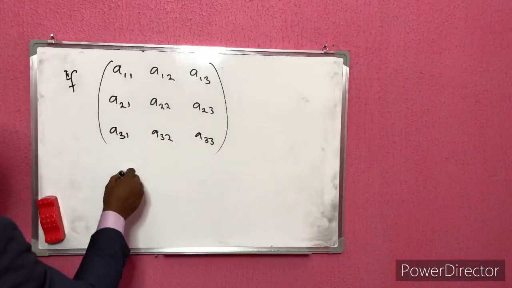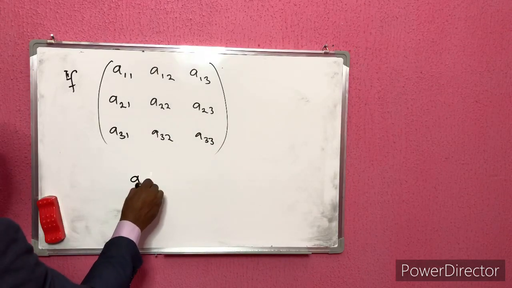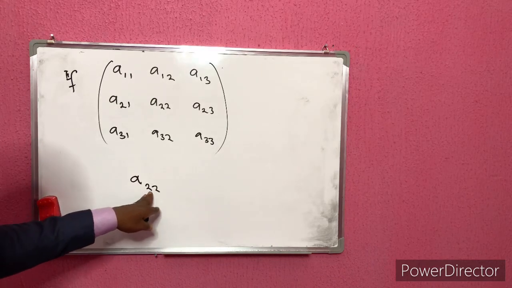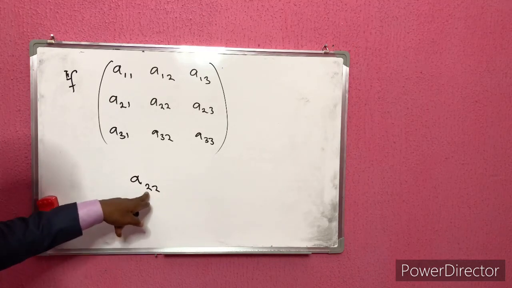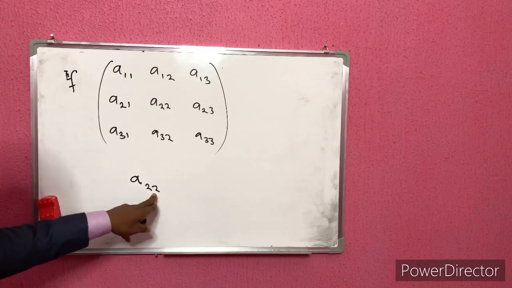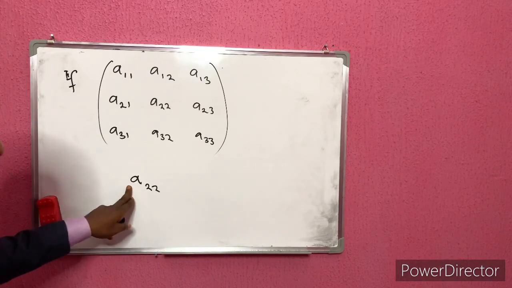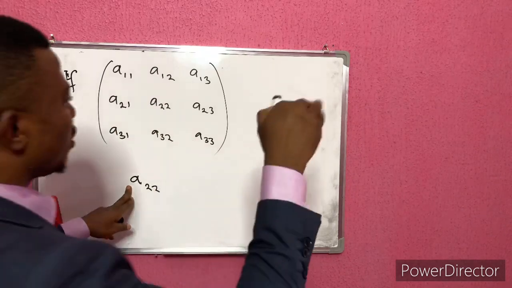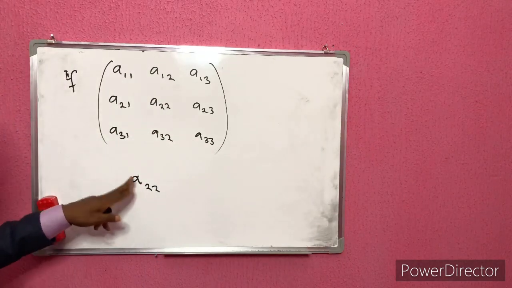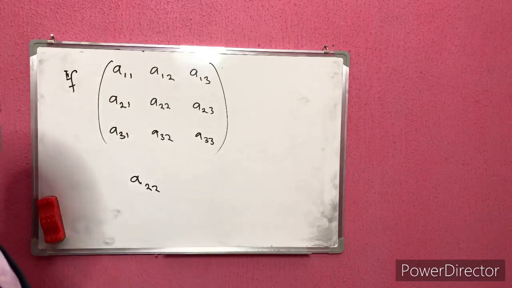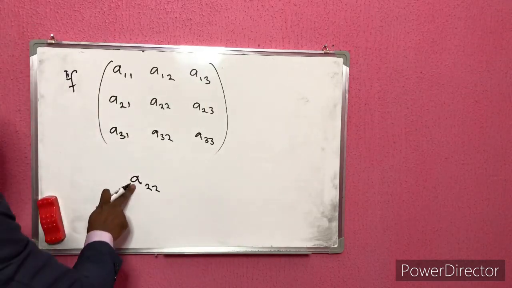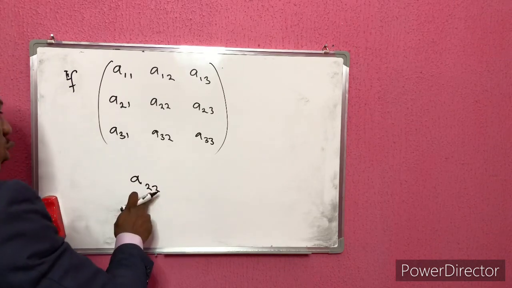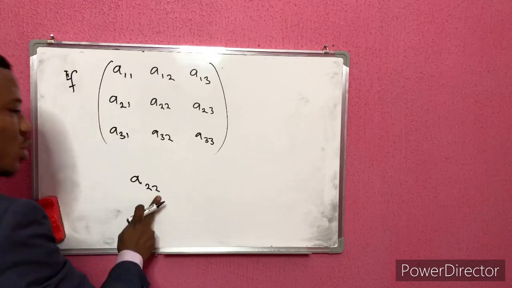If you see A22, for example, the double suffix shows the row and the column of this element. It helps us to identify the particular position or address of this element within a given matrix. That is that this particular A is found at row 2 and column 2.